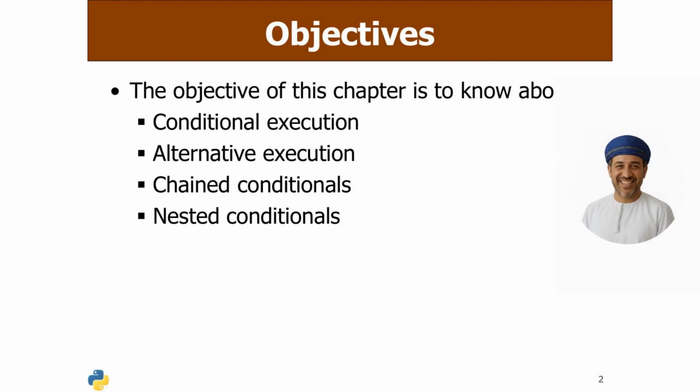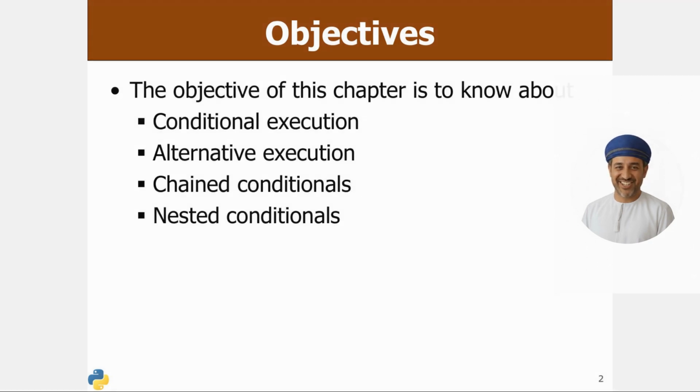Conditional execution allows us to check a condition and decide whether to execute a sequence of statements. It involves testing if a condition is true or false, enabling decision-making in programming. This forms the basis for alternative execution, where different paths are taken based on conditions, and for more complex structures like chained and nested conditionals.